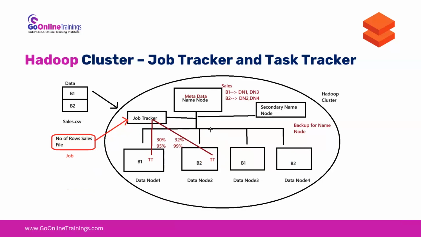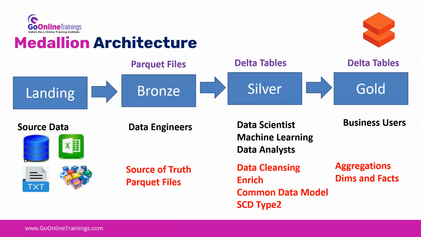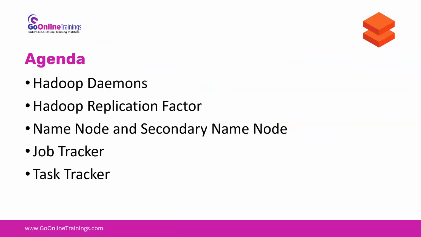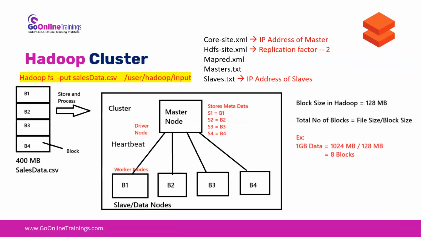So what is a job tracker? What is a task tracker? I have discussed on the later classes. We'll talk about the resource manager and node manager also. What is a name node? What is a data node? What is a secondary name node? What is a replication factor? And job tracker, task tracker, all these things we discussed clearly. Now we'll talk about remaining things on the next class, guys. If you have any questions, you will be able to ask.